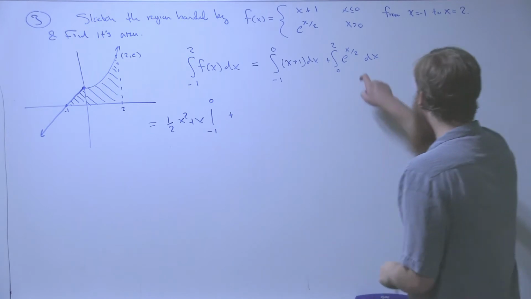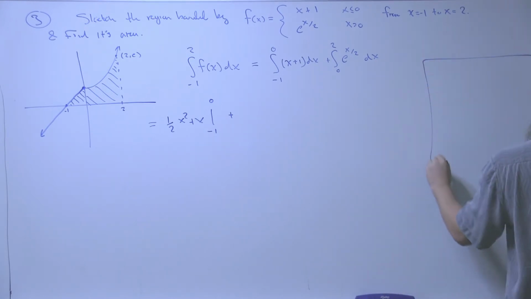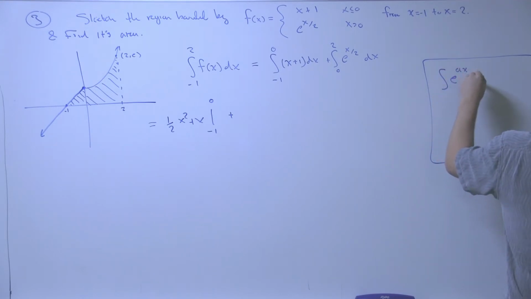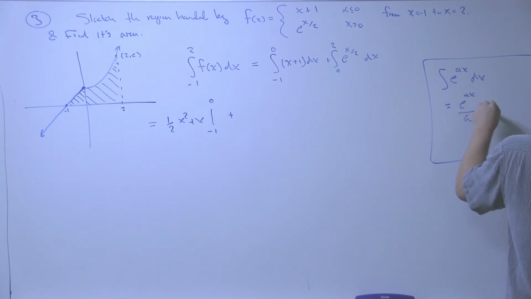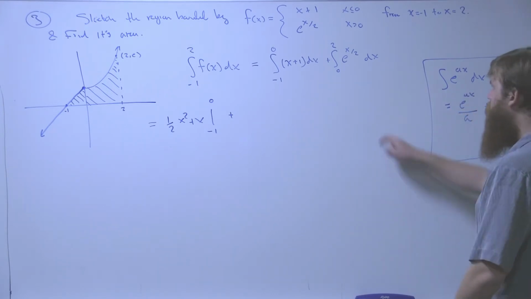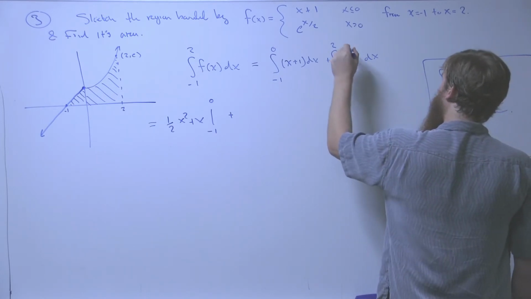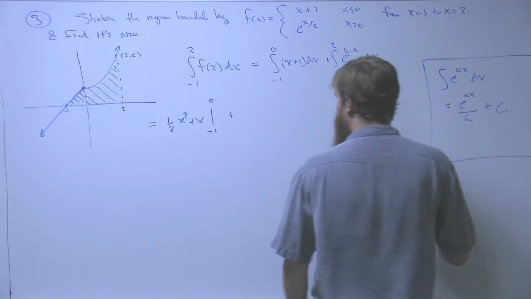And the second integral follows from that rule I had on the corner of the board a minute ago. I'm going to put it back here. It's so important. I'd like you all to remember this. The antiderivative of e to the ax dx is always e to the ax over a plus c. This is one of those. This is the same as e to the 1/2 times x, so a is equal to 1/2. You can follow this recipe.